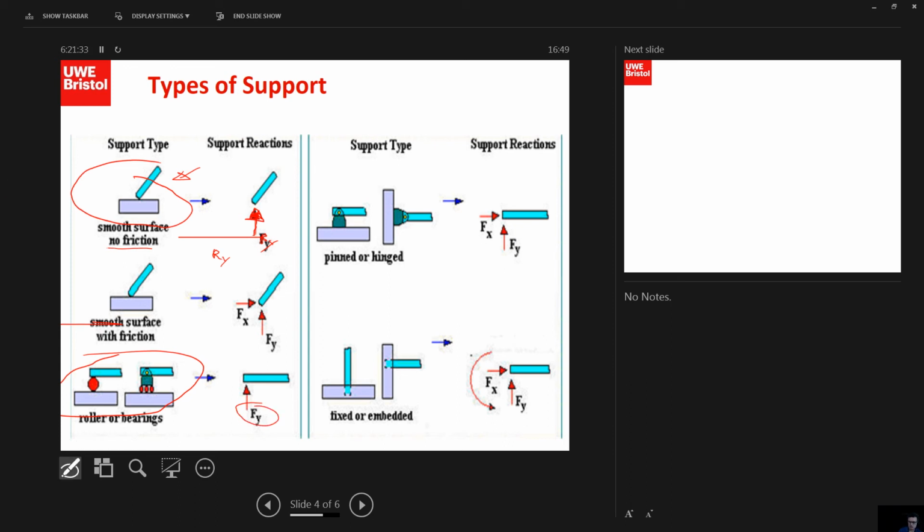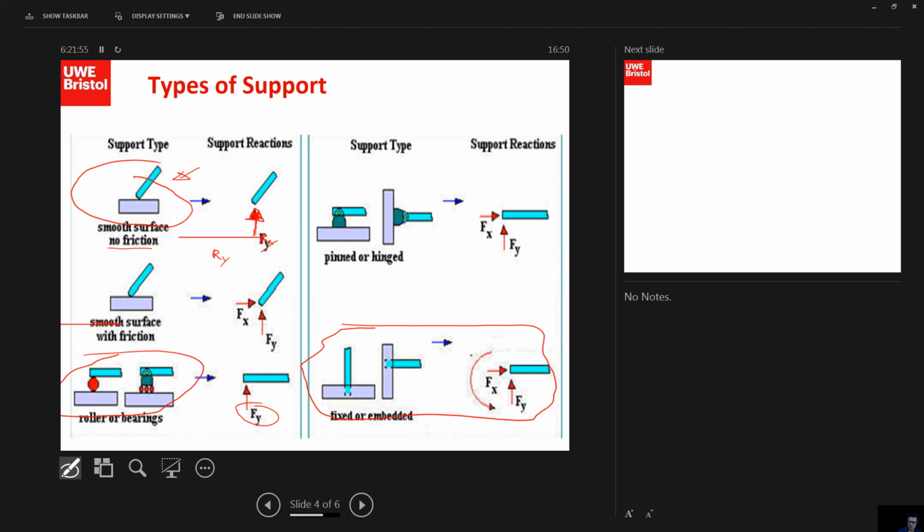Other sort of shapes that you can have, this one we don't deal with as far as I can recall, and that's where we've got a kind of cantilever type thing, where you've got a bit of beam embedded into some fixed surface, and you've also got a bending moment. So let's not worry about that one, because that's a tricky one.